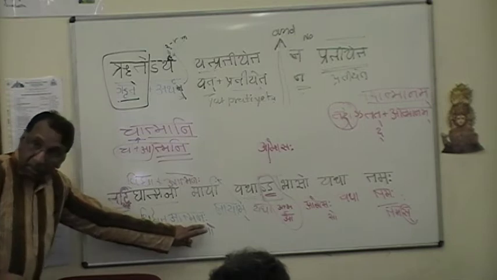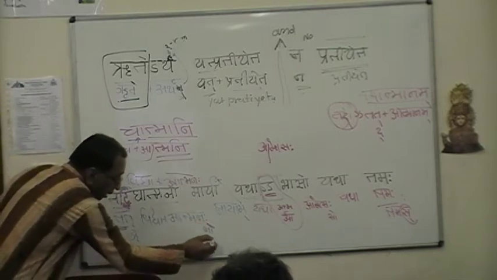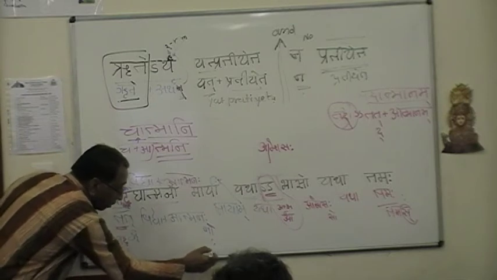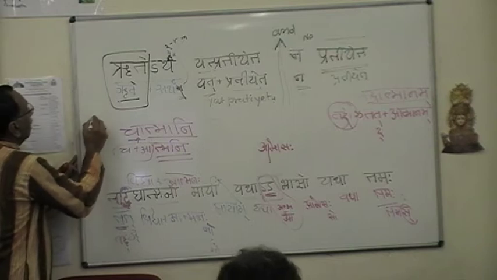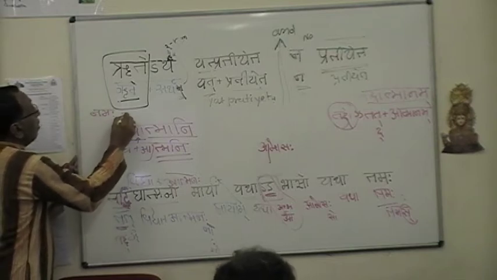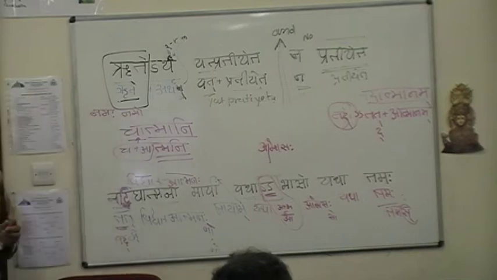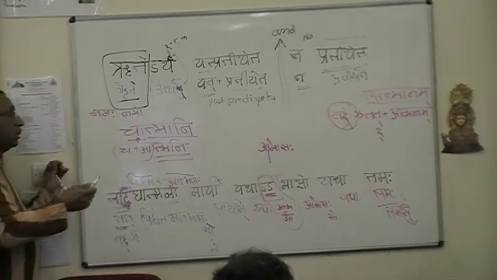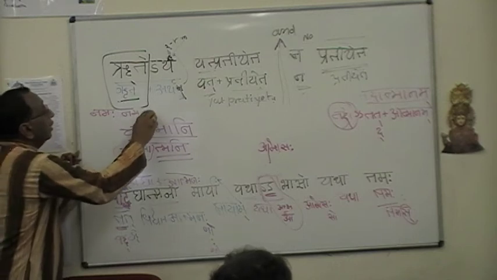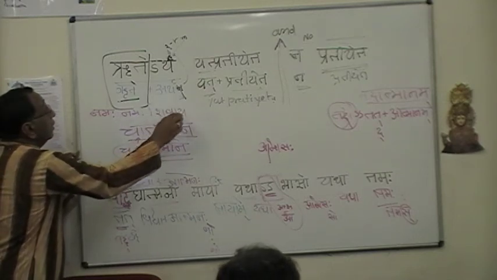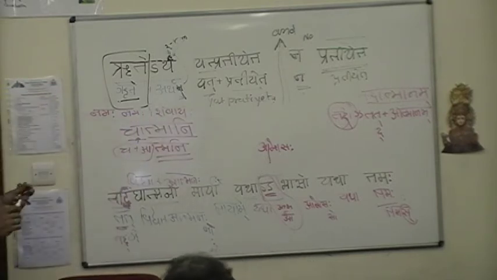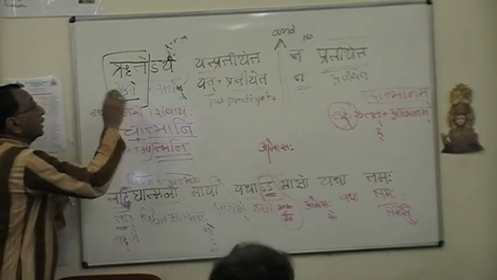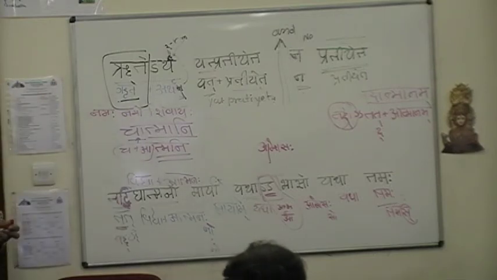Can we just do that again? So, Atmanaha, this visarga becomes o. Just like Namaha becomes Namo. Namo Shivaya is actually Namaha Shivaya. It can be spoken as Namo Shivaya. It's the same. It's just a sandhi rule.